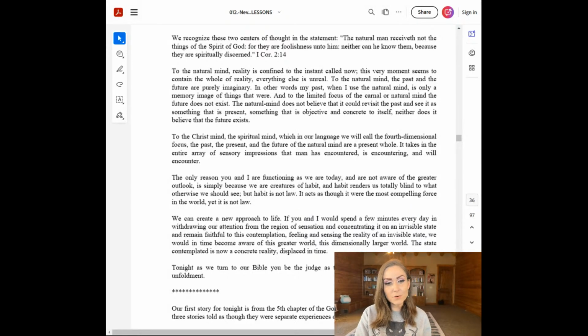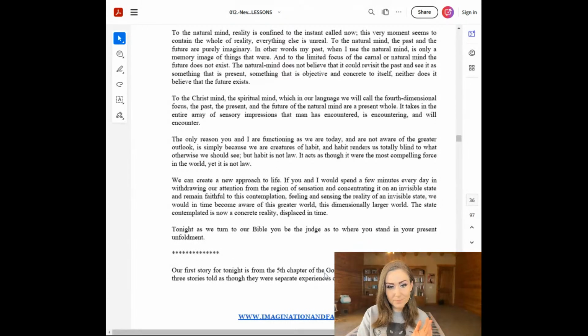We can create a new approach to life. If you and I would spend a few minutes every day in withdrawing our attention from the region of sensation and concentrating it on an invisible state, and remain faithful to this contemplation, feeling and sensing the reality of an invisible state, we would, in time, become aware of this greater world, this dimensionally larger world. The state contemplated is now a concrete reality, displaced in time. Tonight, as we turn to our Bible, you be the judge as to where you stand in your present unfoldment.